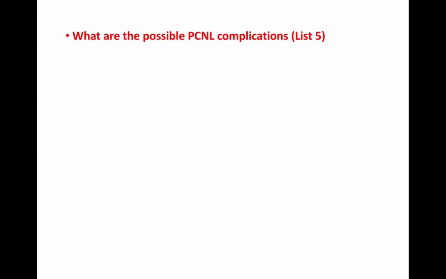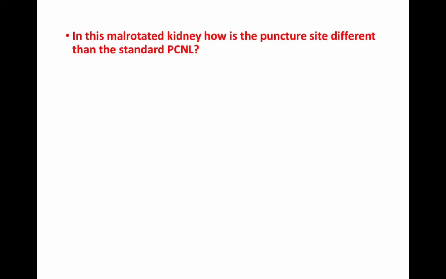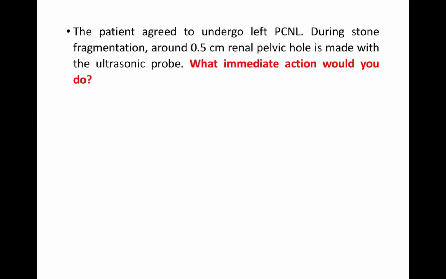What are the possible PCNL complications? List 4 contraindications of PCNL. In this malrotated kidney, how is the puncture site different from the standard PCNL? List 3 methods of tract dilatation. The patient agreed to undergo left PCNL. During the stone fragmentation, a around half-centimeter renal pelvic hole is made with the ultrasonic probe. What is the immediate action you would do?